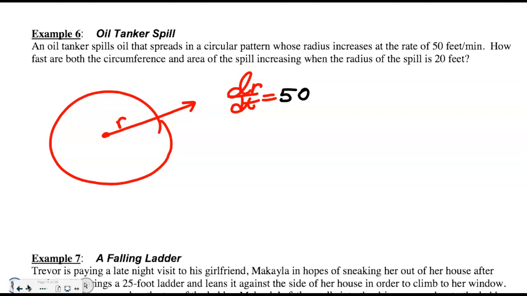All right. And we're not going to do both the circumference and the area because I would call this like an easy level one right now. So we'll just do the area to save some time. So I'm supposed to find dA dt at the instant that oil has spread out to a 20-foot radius.